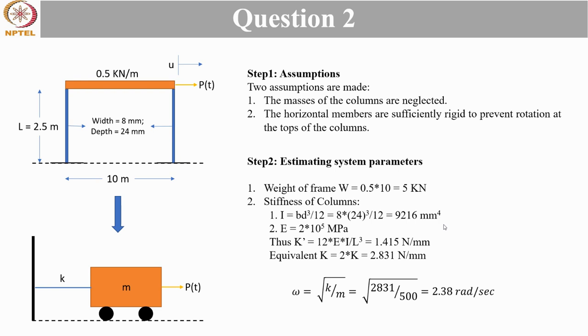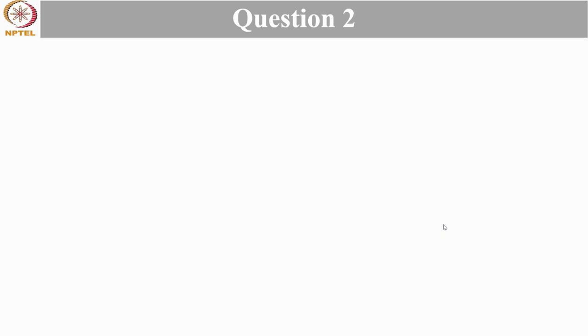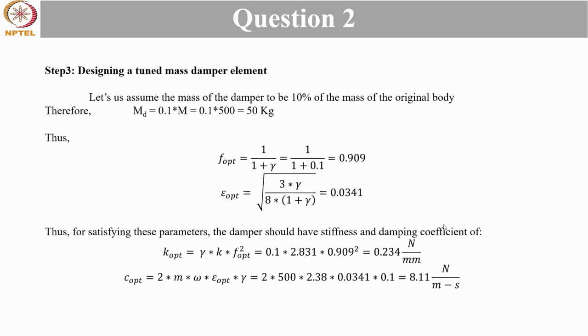And since the stiffness and mass are known, the natural frequency will be under root of k by m, so it will come out to be 2.38 radian per second. Now, second step is to design the tuned mass damper element. So let's assume that the mass of the damper is 10% the mass of the original body. You can assume the mass of the damper from 10% to 30%, anything. So the mass of damper will come out to be 50 kg.